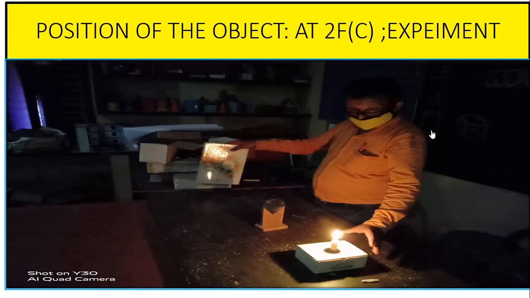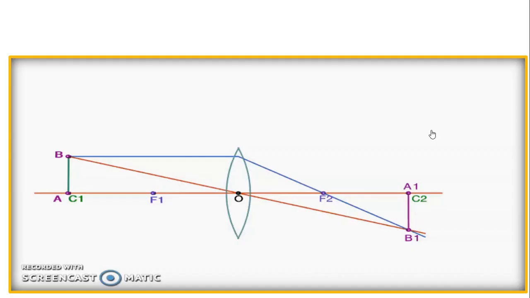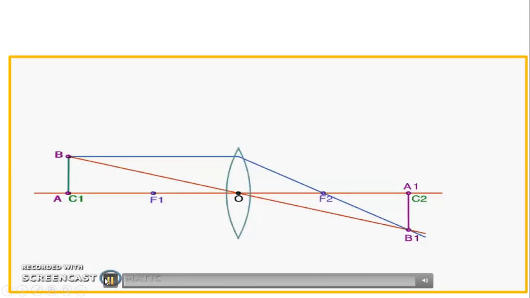So therefore the position is C itself. When the object is at C or at 2F, the position is C itself, inverted, same size and real. So this is an experiment. So now let us see how to draw the ray diagram. See here, same type.